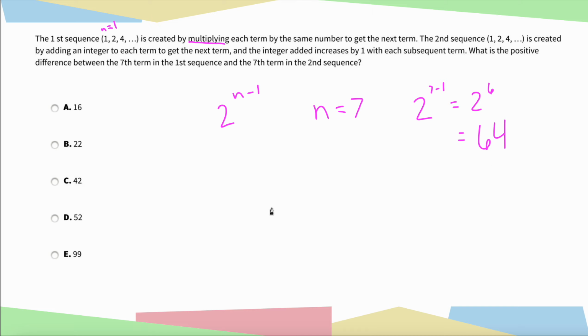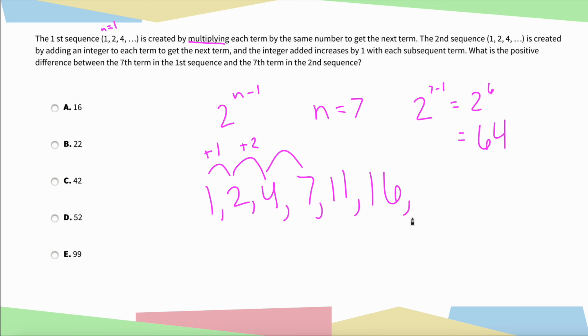So what's going on here is we're adding each time, but the integer added is increasing by 1. So we're doing plus 1, plus 2. So let me write it out. So this is like plus 1. And then we're going to do plus 2 to get to 4. And then plus 3 to get 7. Then plus 4 to get 11. And then plus 5 to get 16. And then plus 6 to get 22.